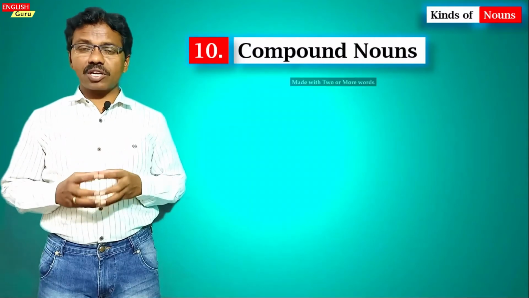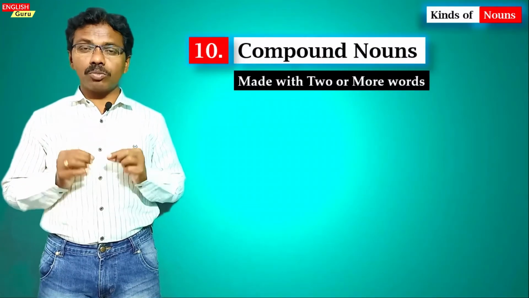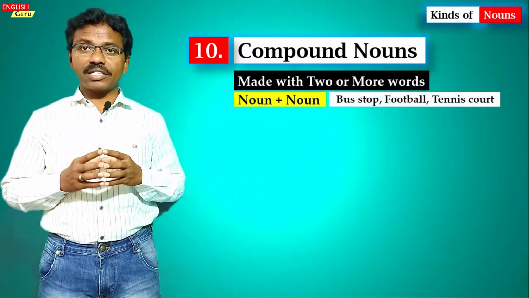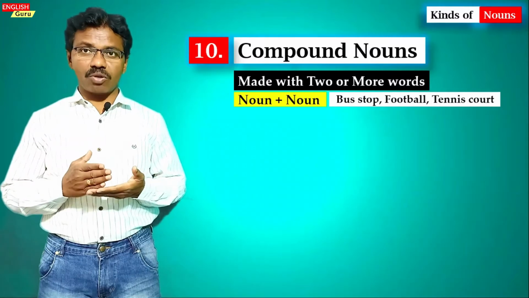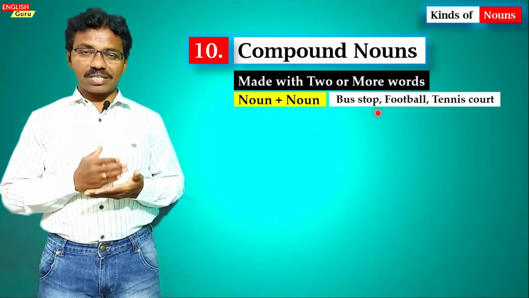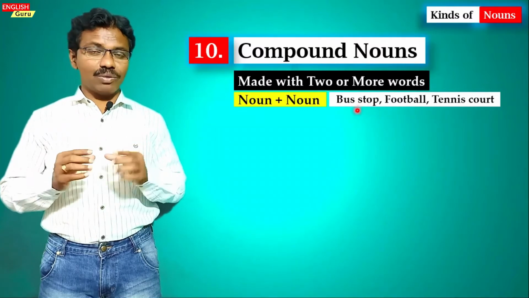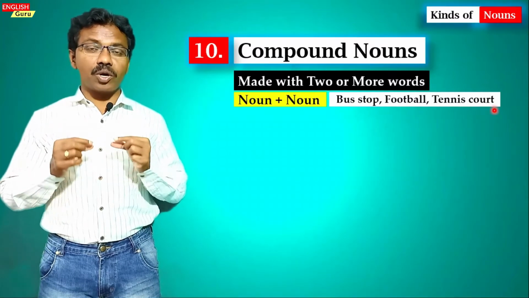And the 10th one is compound nouns. Compound means a combination of two nouns. Either it can be a combination of noun plus noun. For example, bus stop. Bus is a noun, stop is also a noun. You combine both of them, it becomes a single word. It is a bus stop. It is a compound noun.